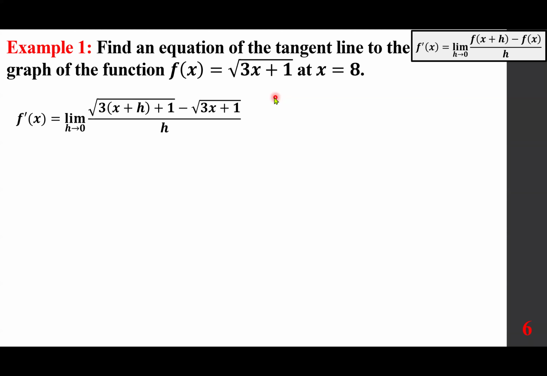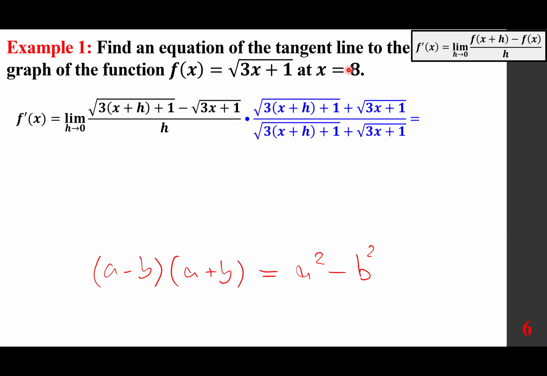Needless to say, if you plug in, you do get 0 over 0. So what is the technique? You're dealing with a square root. The technique is the conjugate, meaning the conjugate for a minus b is a plus b. Their product is a squared minus b squared. So the conjugate for the numerator, you write the same thing with the plus sign. You put it at top as well as the bottom, because this fraction must equal 1. So the top and the bottom must be identical. They are. And so a minus b times a plus b.